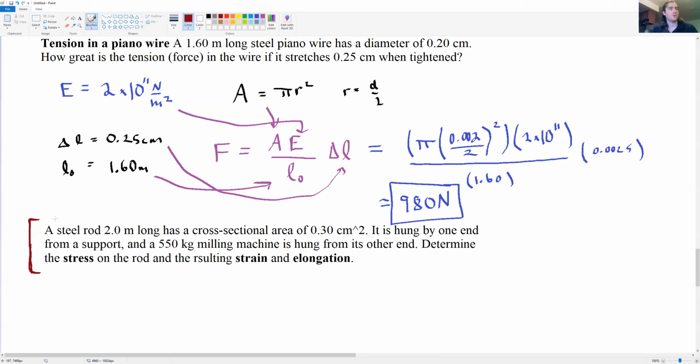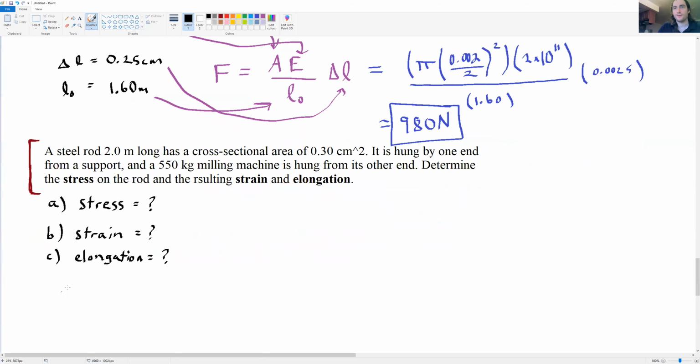In this problem, we're looking to calculate 3 things, okay? So maybe we can take this a little bit further. We could say part A is to calculate the stress, part B is to calculate the strain, part C, calculate the elongation. Maybe part D, you could calculate the depression. Oh, wait a minute, that's not a quantity from physics. Let's leave that off the table for now.